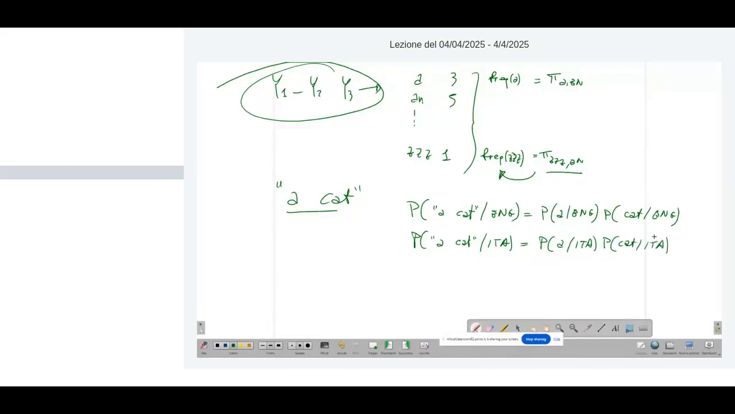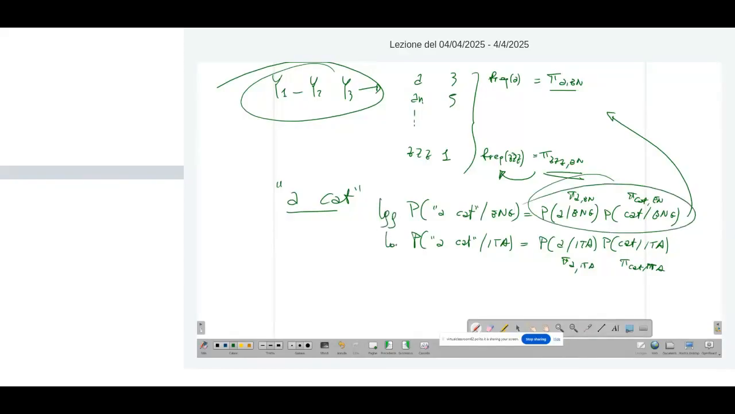But these are what? Well, I go in my dictionary for each class. This will be pi_a English, pi_cat English, pi_a Italian, and pi_cat Italian. So the frequency of the word cat in Italian documents. And those are the numbers that I computed on my training set. And then this will give me class conditional likelihoods. I will actually work with the log typically of these terms, and then combine it with the priors.